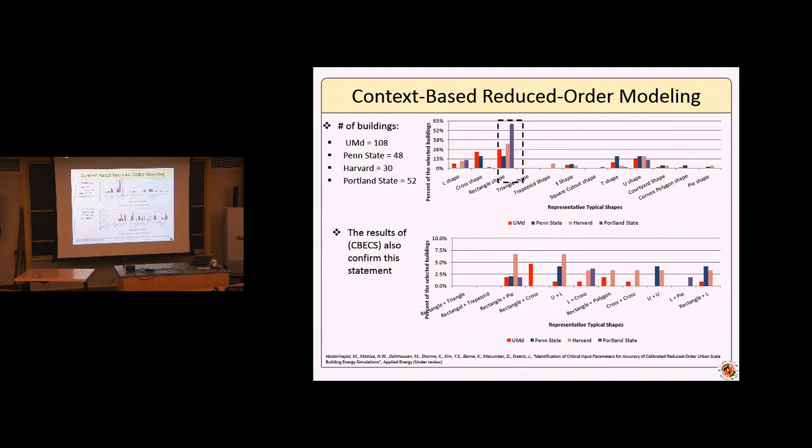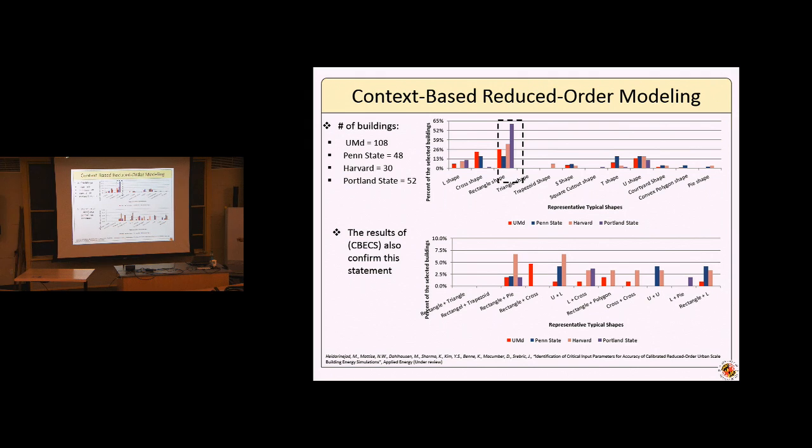So we did an extensive study looking at four different campuses. Two of the campuses are located more toward bigger cities, within the city. We were looking at UMD, Penn State, Harvard, and Portland State. These are the typical shapes. The horizontal axis shows I could represent those buildings with these kinds of shapes: L shapes, rectangle shapes, S shapes. These are, I would say, typical shapes. And the vertical axis shows the percentage of the buildings that we reviewed.